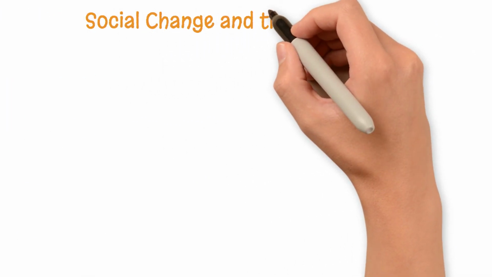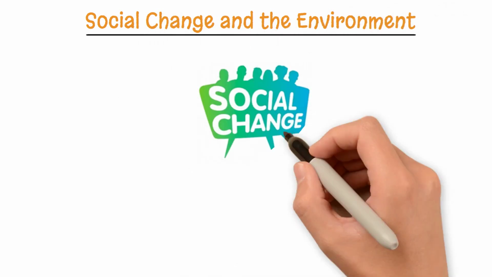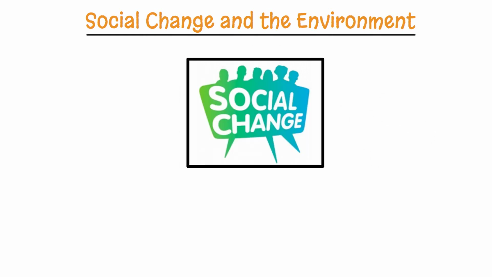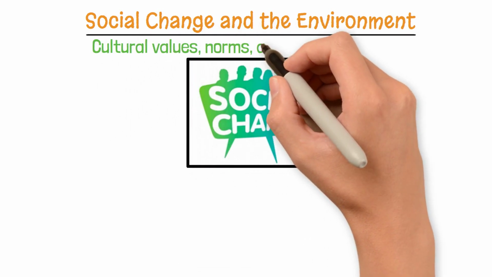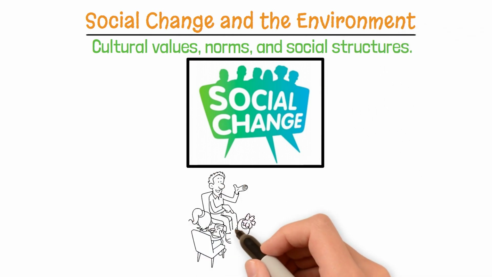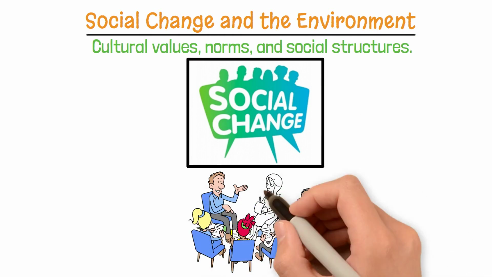Social change and the environment. Social change is an expansive, ever-evolving concept that refers to the transformation over time of cultural values, norms, and social structures. It encompasses a shift in the way societies are organized and how individuals interact within these societies.